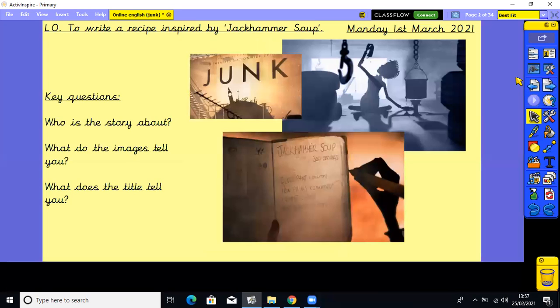So, we're going to start with our inference skills. I've got 3 pictures on the screen here for you now, so you've got lots to look at. I want you to infer what is going to happen in our story Junk. I've got some key questions for you to look at: who is the story about? What do the images tell you? And what does the title tell you? So just take a few seconds to look at all of these pictures and think about those questions and then predict what the story might be about.